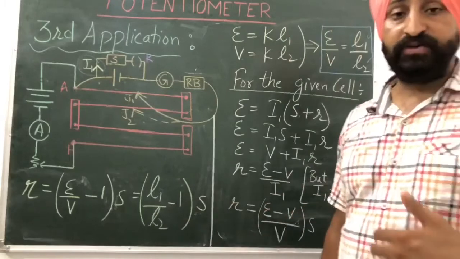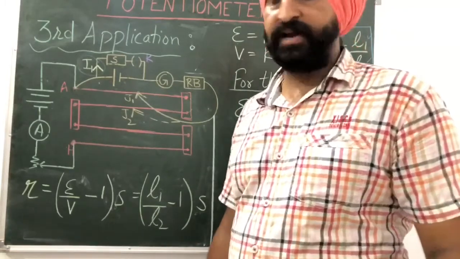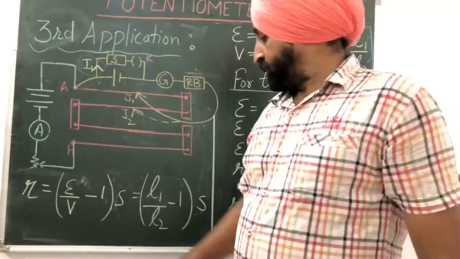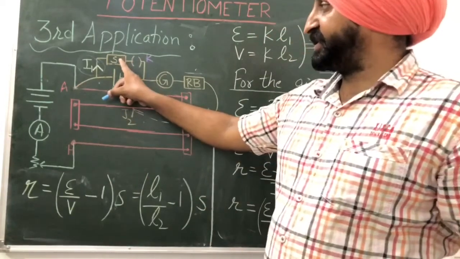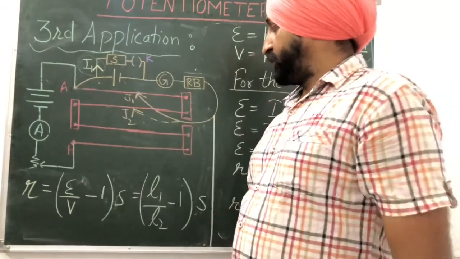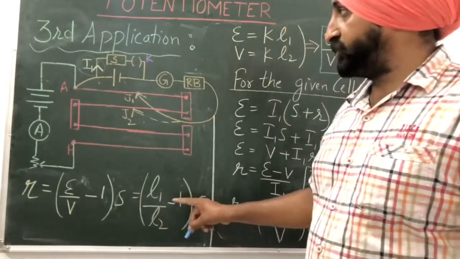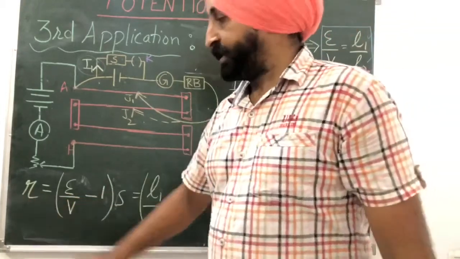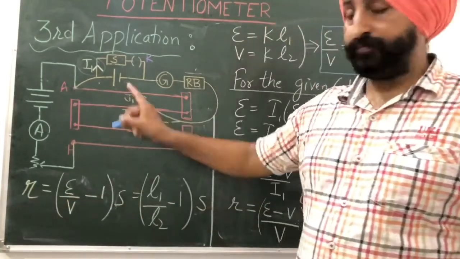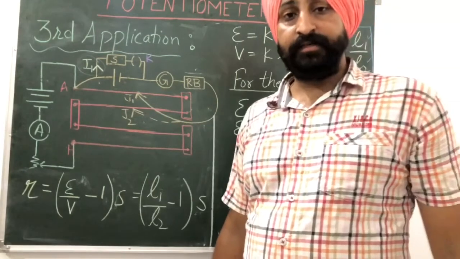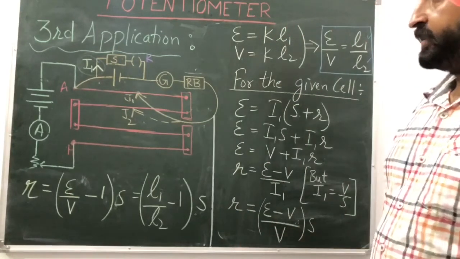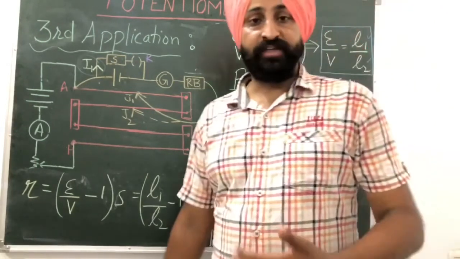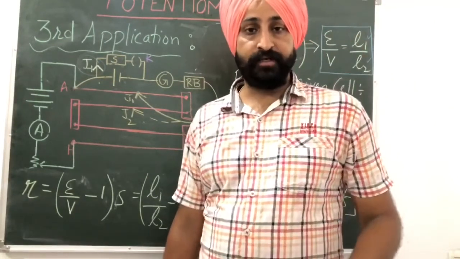L1 and L2 we will get to know from the scale that is calibrated over here, and S is the resistance that is connected over here. So all these three values will be known to us. So by using this formula, we can calculate the internal resistance of this cell. So this is the method by which we can calculate the internal resistance of any given cell. So with this we have completed our potentiometer. Thank you.